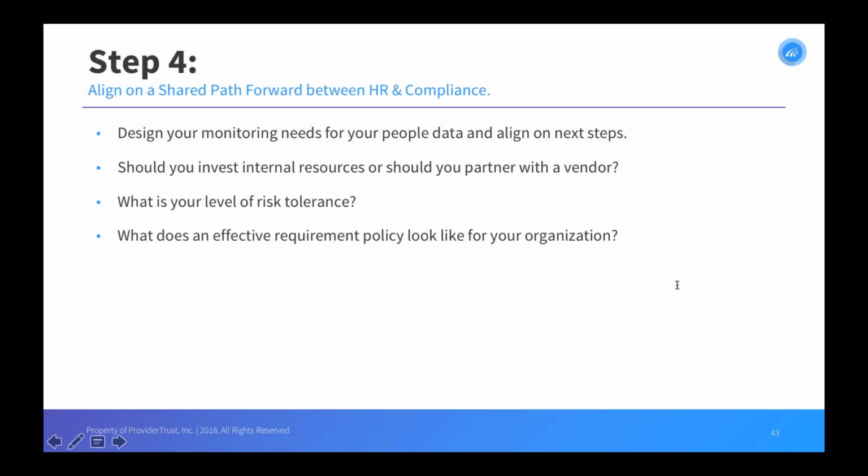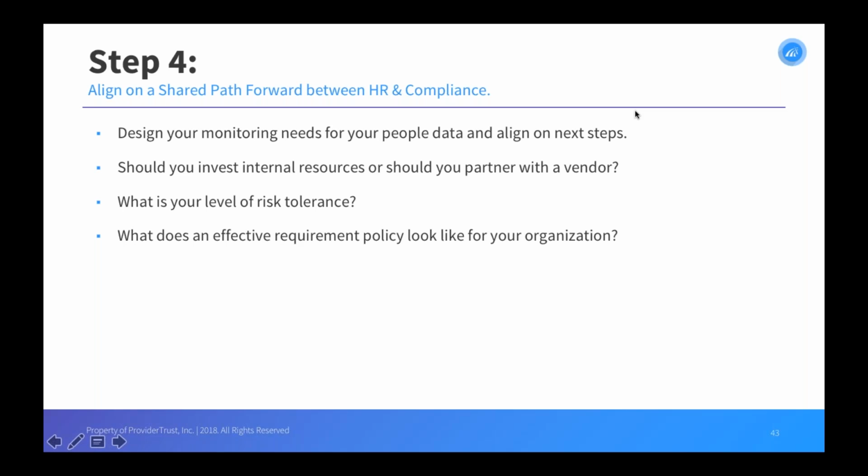And really ask yourself, what's your level of risk tolerance? What are we okay with? I think we all recognize that 100% compliance is where we want to be, but probably at times somewhat unrealistic. So what's our level of risk tolerance? And in that we would include the dollars and the man hours that we have to put forth in this effort. So what's our level of risk? And then what's an effective requirement policy look like? So when you're all done, you've identified your risks, you've figured out what those gaps look like.